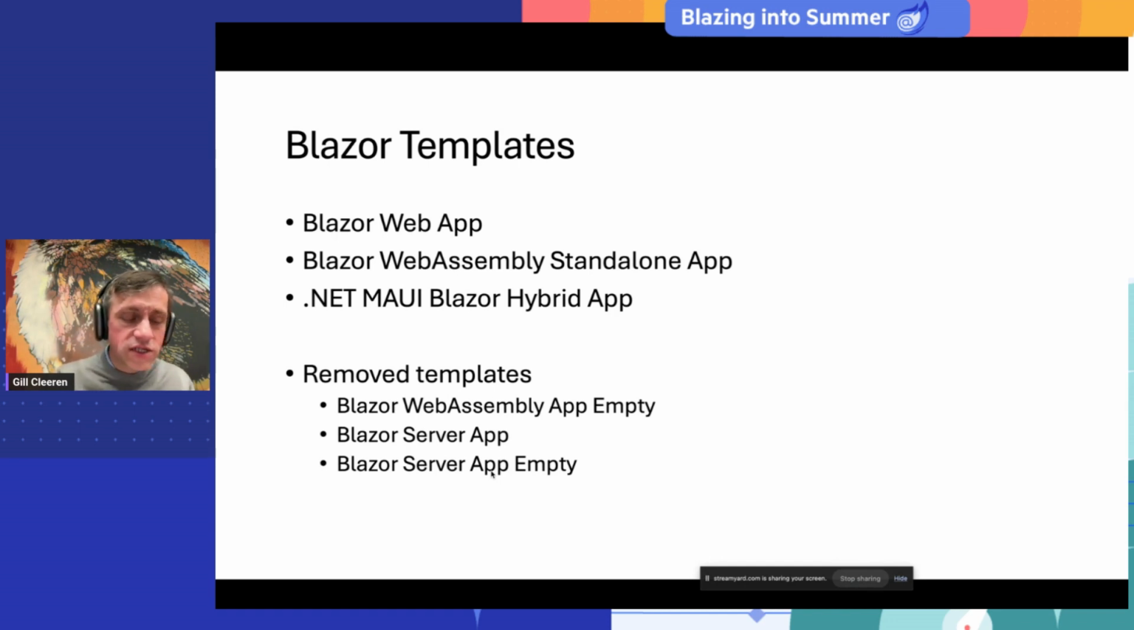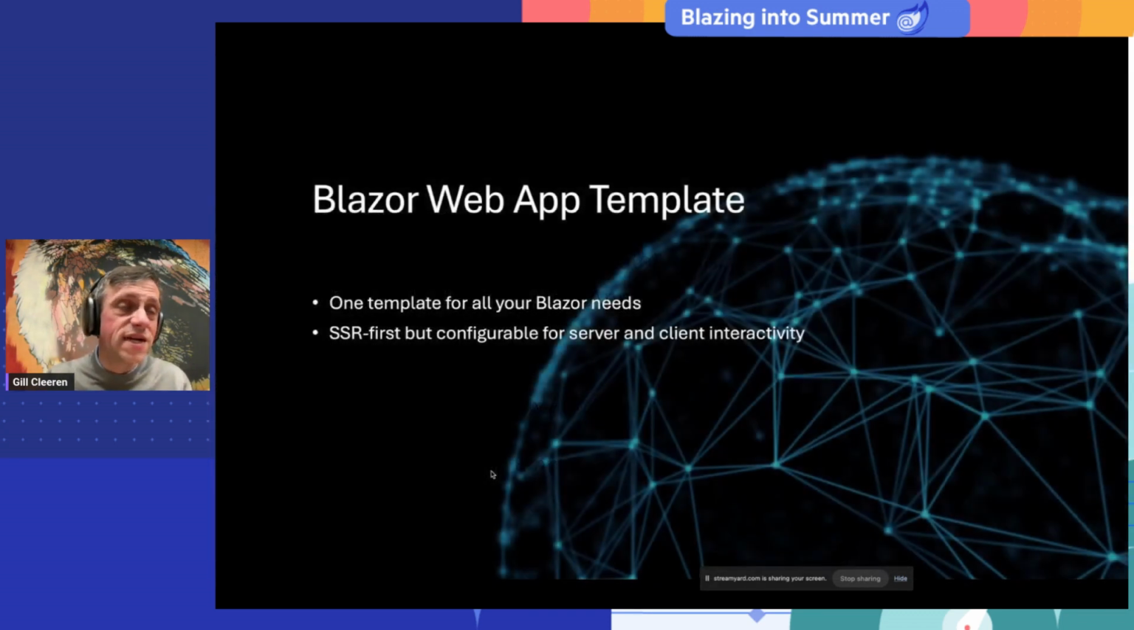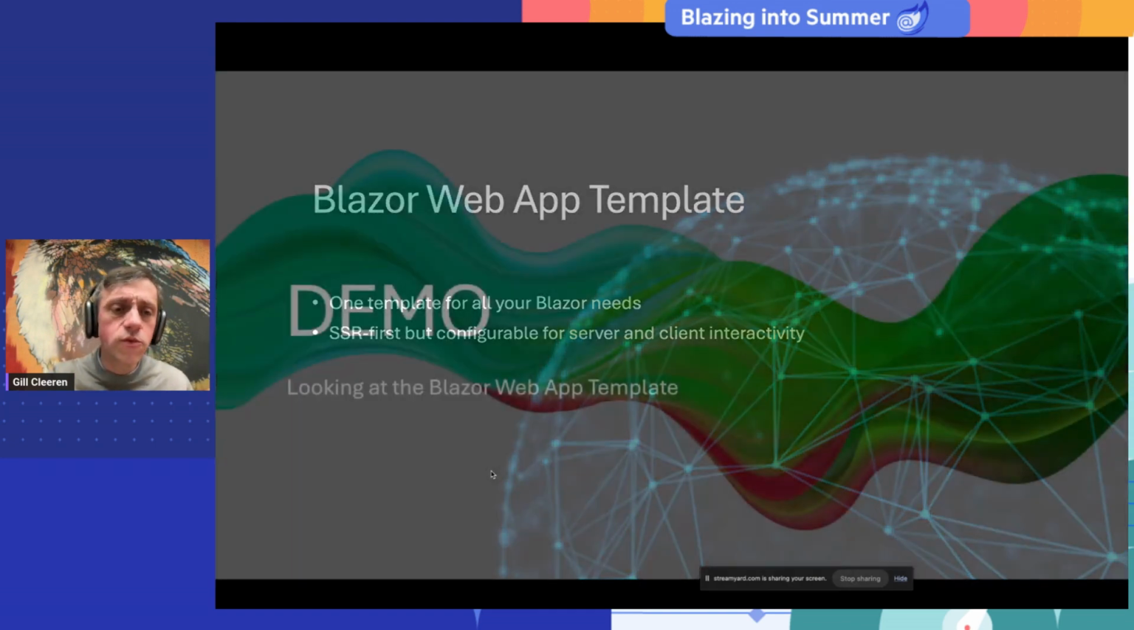Again, that doesn't mean that your Blazor server app that you may have built in .NET 6 or .NET 7 will stop working. No, but keep in mind, it might actually be a good idea to start using that new Blazor web template. That is now the default for all Blazor needs. It defaults to static server-side rendering, but then we can use the different interactive render modes on top of that. And that's actually my first demo that I'm going to show you.